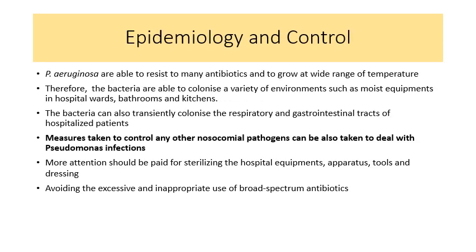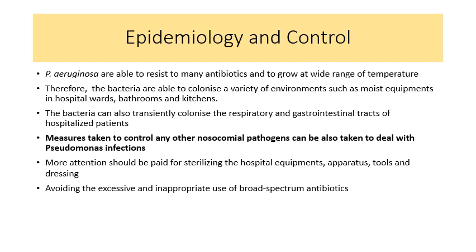The epidemiology and control of Pseudomonas aeruginosa. As we mentioned before, this organism is widely distributed in nature, and there are two main features that enable the bacteria to be so widely distributed. The first is the ability to resist many antibiotics, and also the ability to grow at a wide range of temperatures. Therefore, the bacteria are able to colonize a variety of environments, including moist equipment in hospital wards, bathrooms, and kitchens.